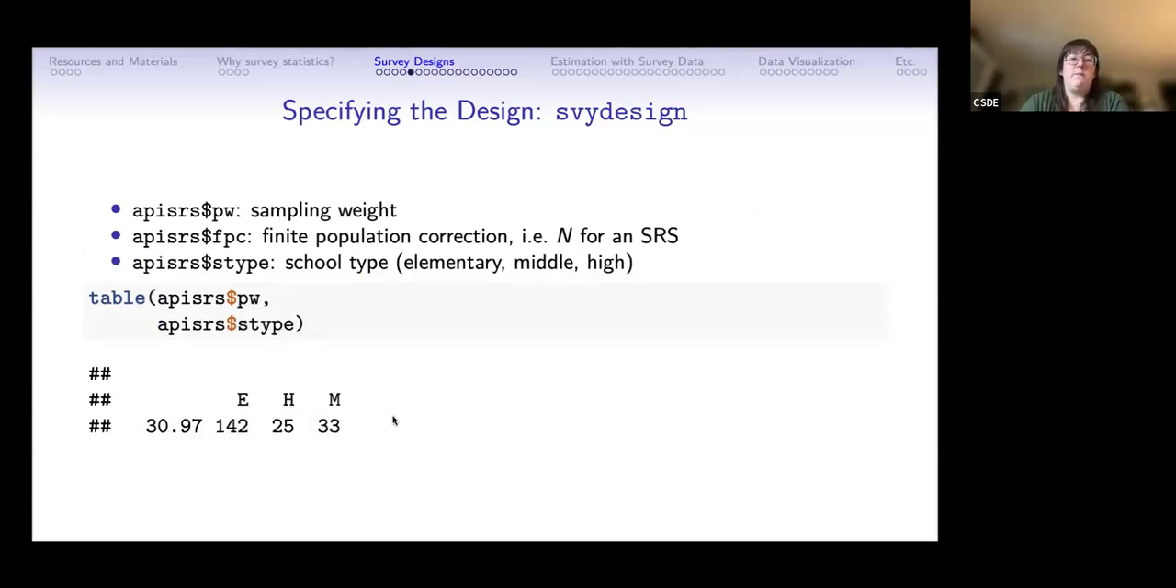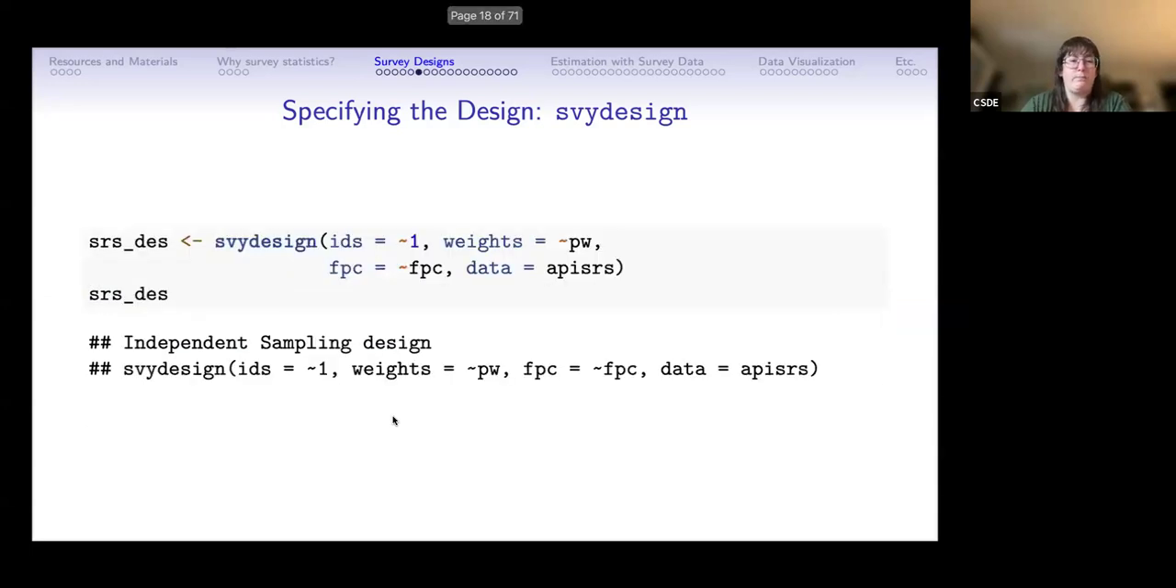In a simple random sample, we can see that we have the same weight for every observation, or every school, but I want to point out the uneven distribution of school types. If we just select a simple random sample, we get many more elementary schools into our sample, because in the population, there are many more elementary schools, right? Elementary schools tend to be smaller and have fewer students, so there are more of them.